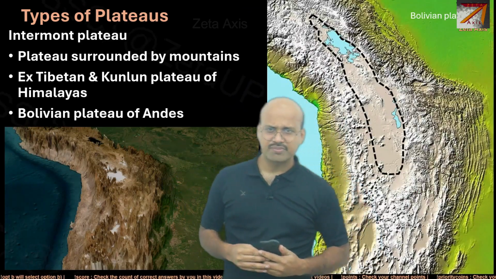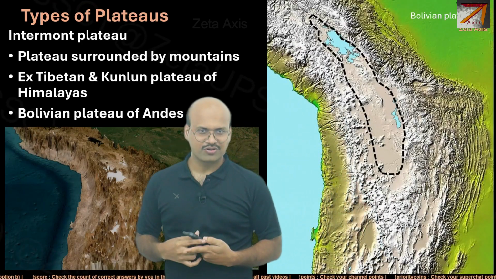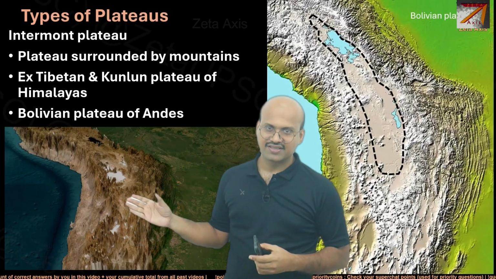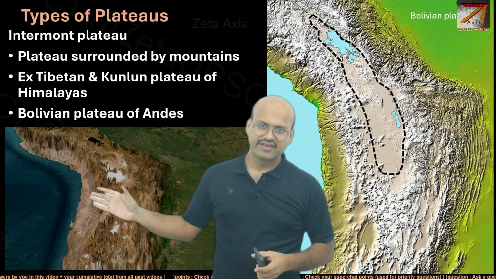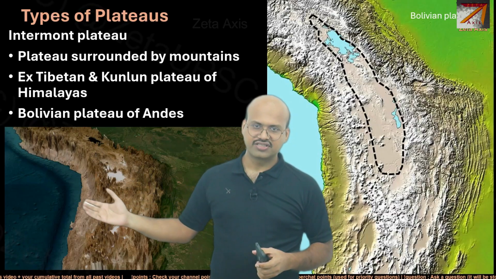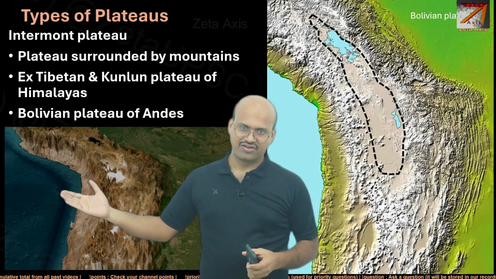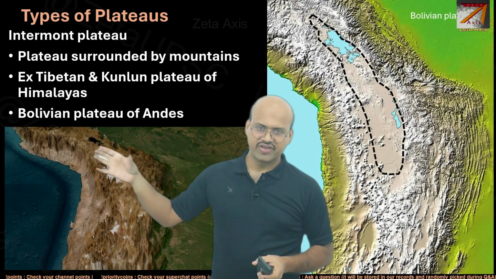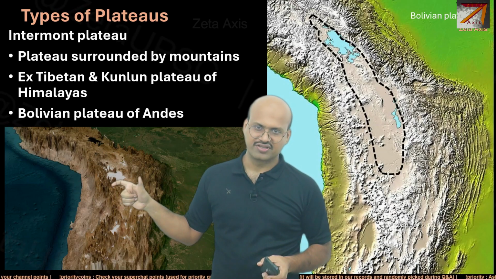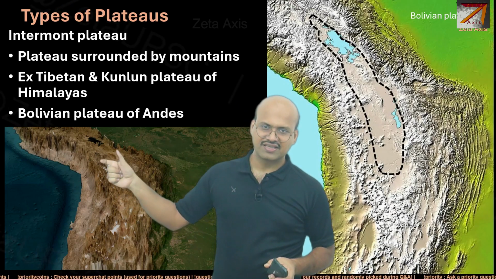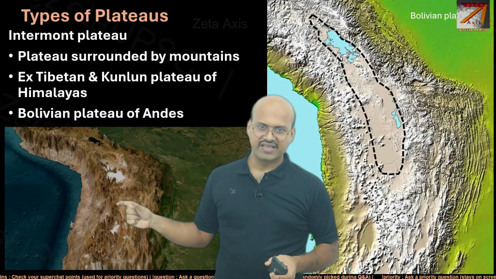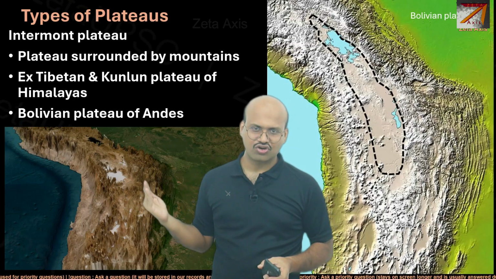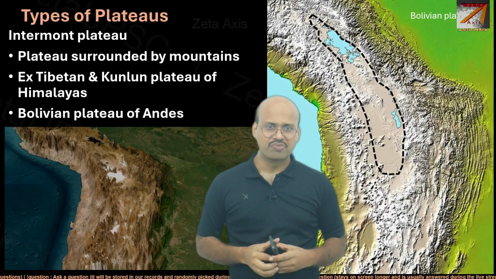Now there is this intermountain plateau. What is an intermountain plateau? A plateau which is surrounded by mountains from all sides. Here we can see the Andes mountains on the western side of the South American continent, and here we can see the Bolivian region, the Bolivian plateau region. In the center we can see that there is this level area which is higher in elevation, but it is surrounded by mountains on all of these sides. So this is called the Bolivian plateau.